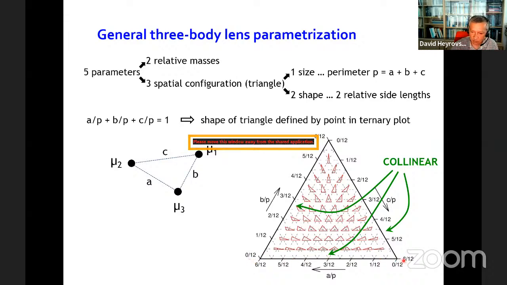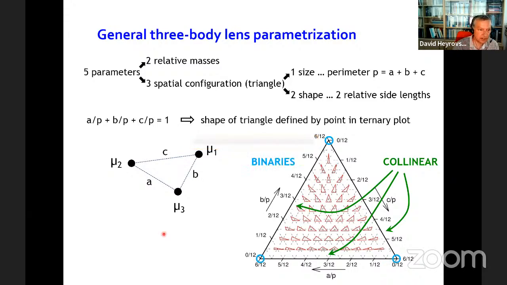And if you go all the way to one of the corners, that means one of the lengths of the sides is always equal to 0. So that's when you have a degenerate combination, and you have the 3 different binary combinations.